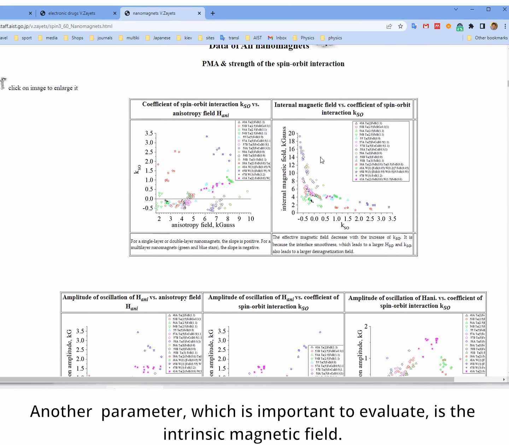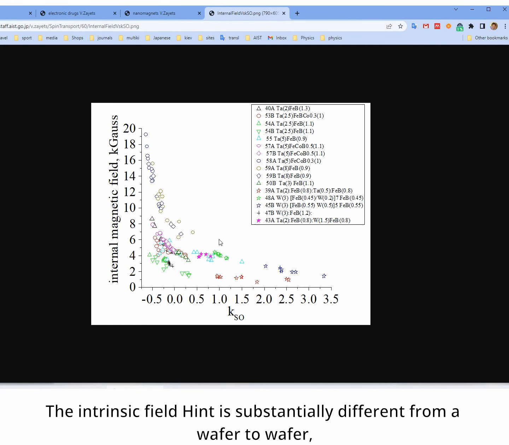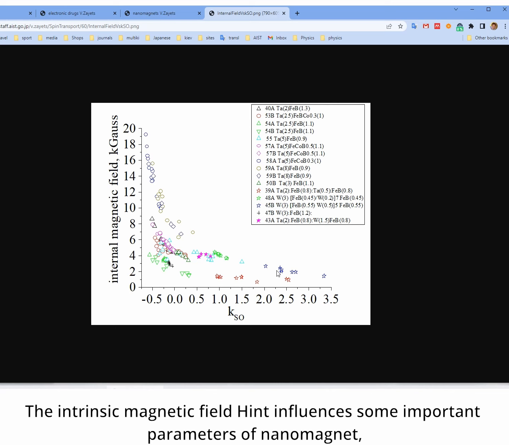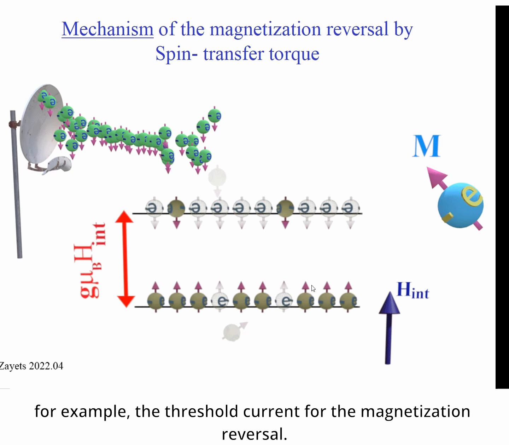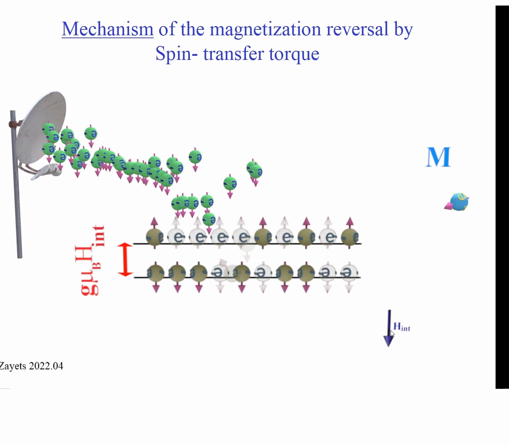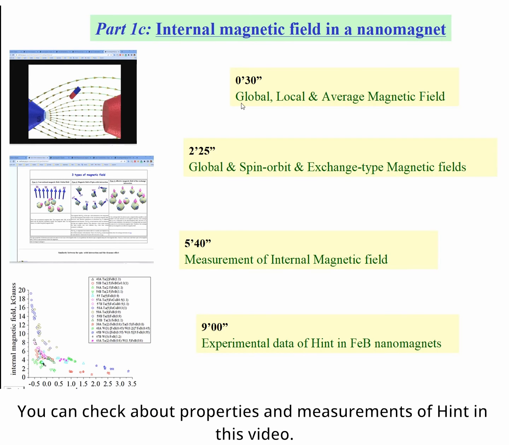Another parameter which is important to evaluate is the intrinsic magnetic field. The intrinsic magnetic field is substantially different from wafer to wafer, but there is some common tendency like this. The intrinsic magnetic field influences some important parameters of the nanomagnet, for example, the threshold current for the magnetization reversal. You can check about properties and measurements of internal magnetic field in this video, part 1c.